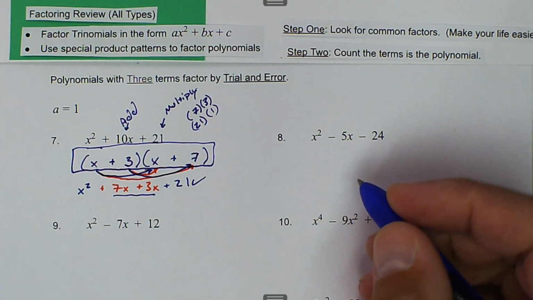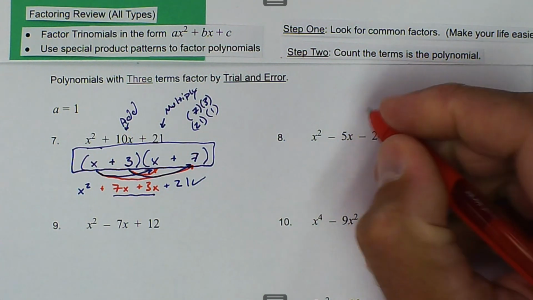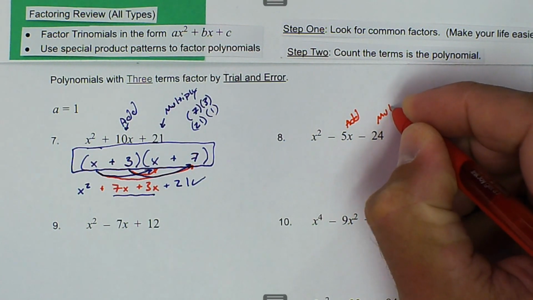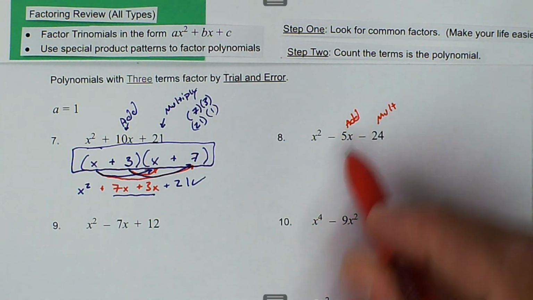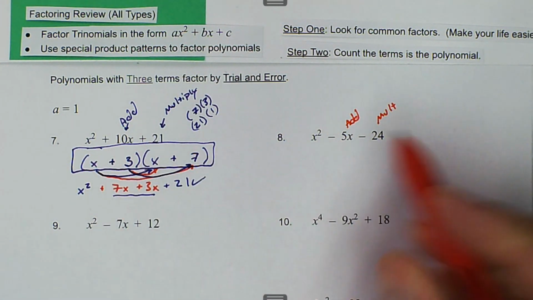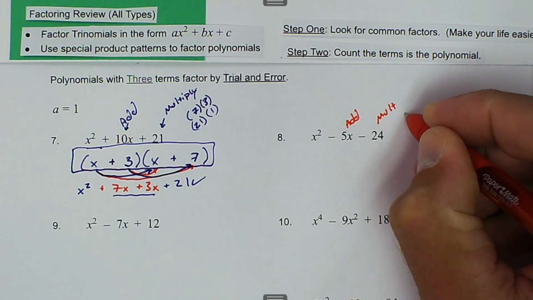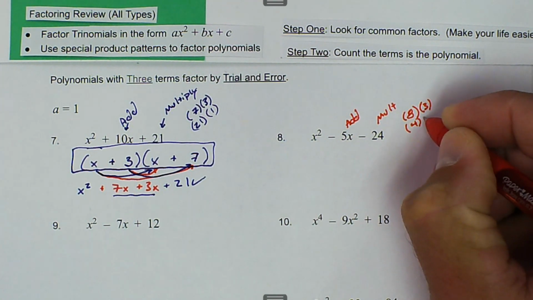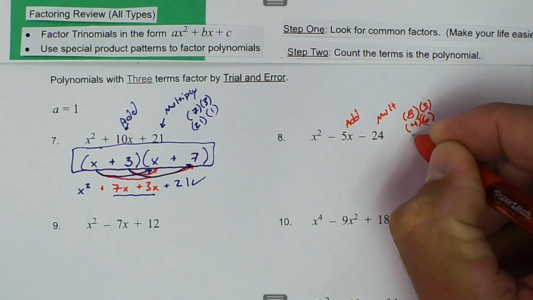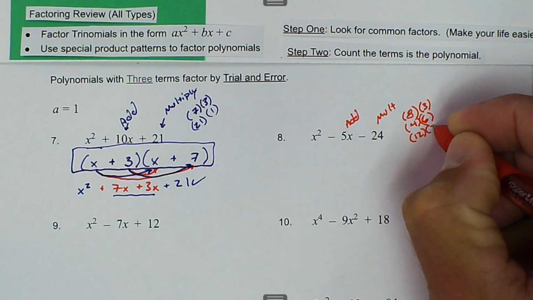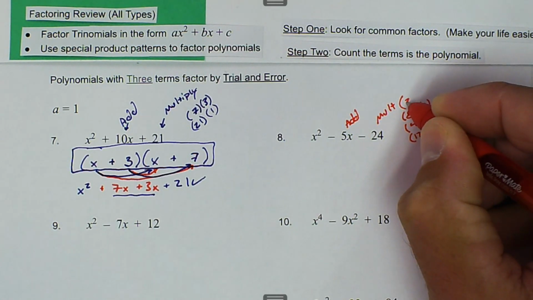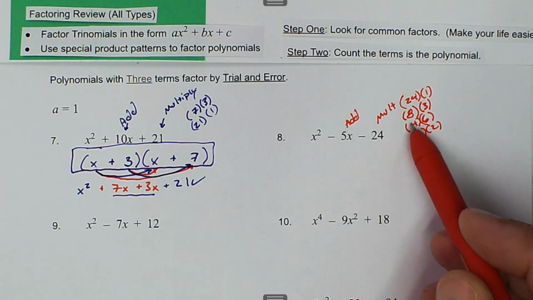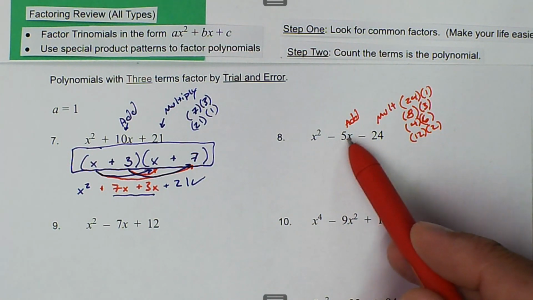So we have another trinomial here, and we want to add here. We want to add to -5, and we want to multiply to -24. The other thing that's a little different here is we have some negative signs. So things that multiply to 24: 8 and 3, 4 and 6, 12 and 2, 24 and 1. Okay, so we have all these to pick from, but now we got to think, how can we get to -5 by adding?